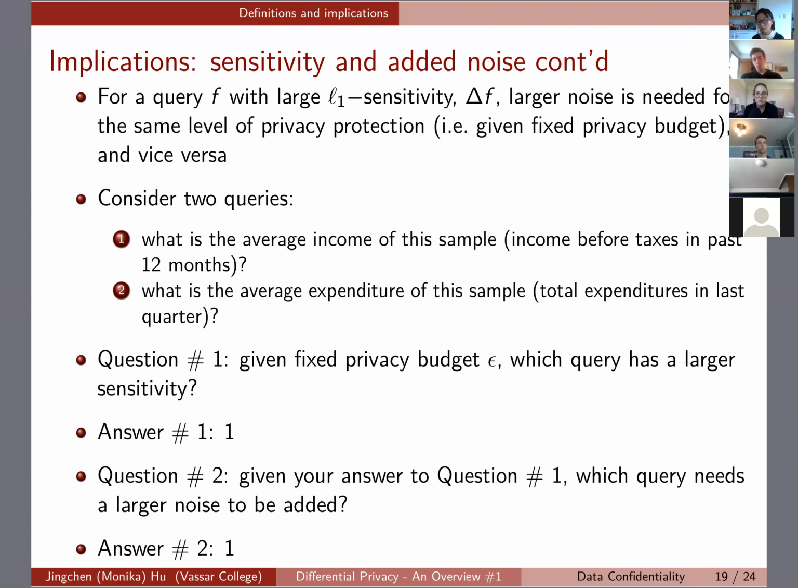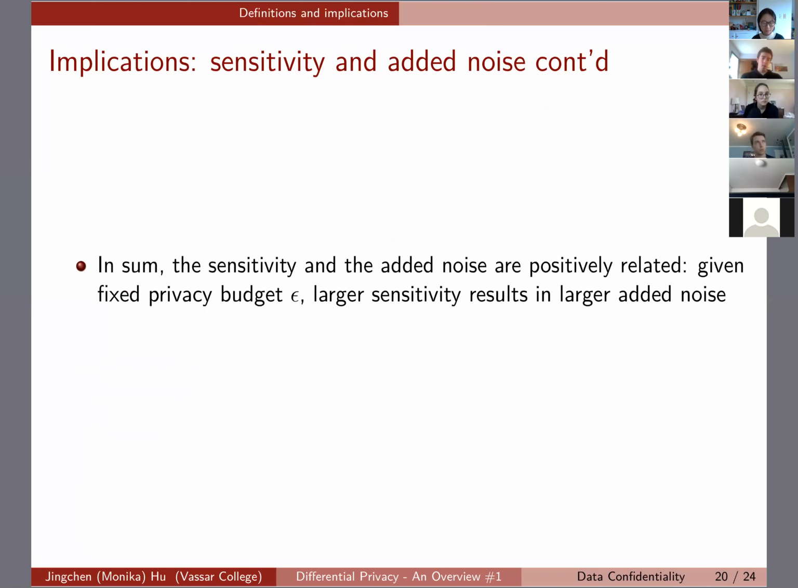Hopefully this gives you an overall sense. Later you will see how mathematically the sensitivity is related to the noise. For now, we want to make sure you get an intuition of how to think of sensitivity and added noise. So the sensitivity and the added noise are positively related: if the privacy budget is fixed, then larger sensitivity results in larger added noise if we want to provide the same level of protection.